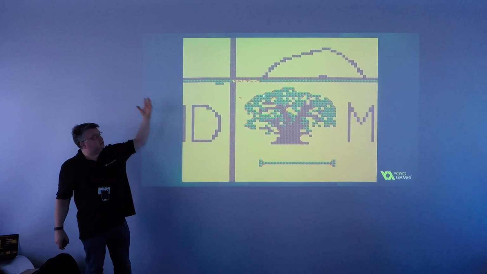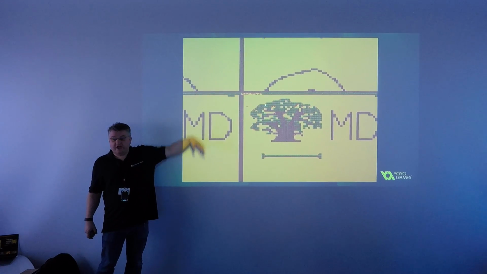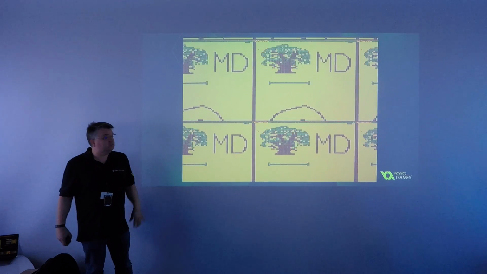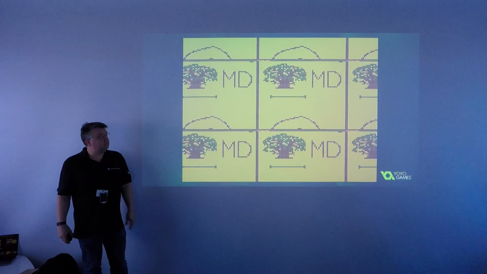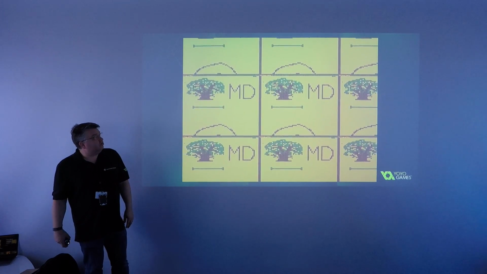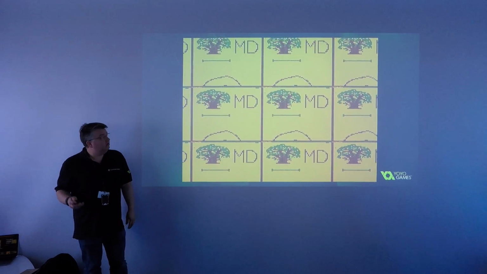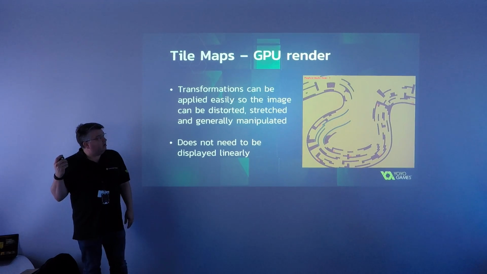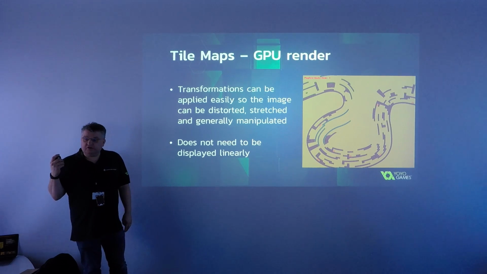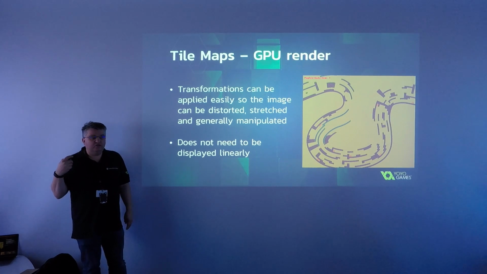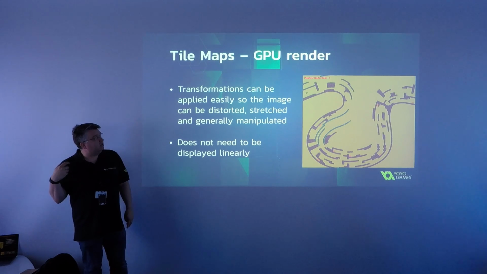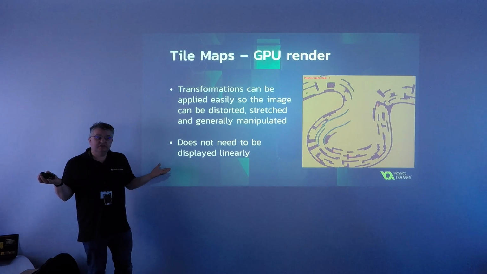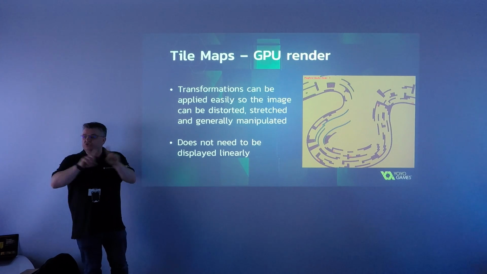And then because the textures can wrap and things like that, it means that you can do a variety of different effects, all just coming from the fact that it is rendering using the GPU. Once you've got it in the GPU, you can do all sorts of things. Because while we think of things linearly, once you're on the actual GPU, you can start to distort, stretch, and generally manipulate your image. So you don't have to render them just across the screen like you normally would.